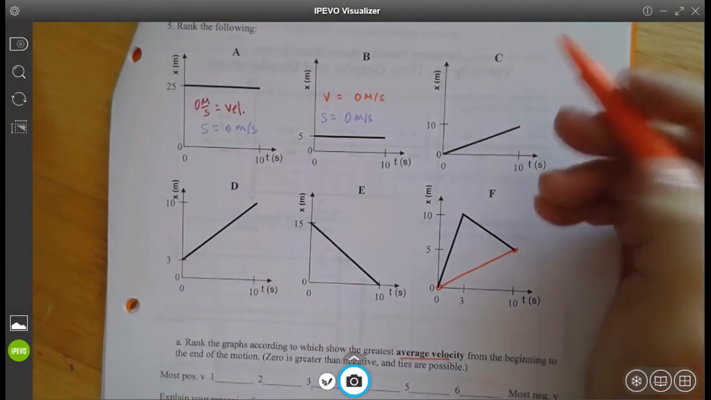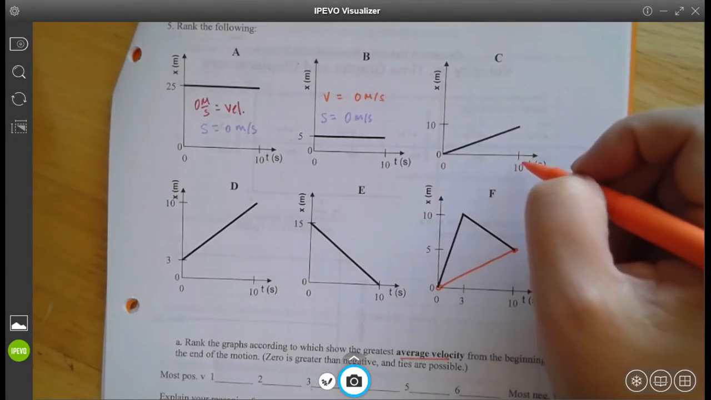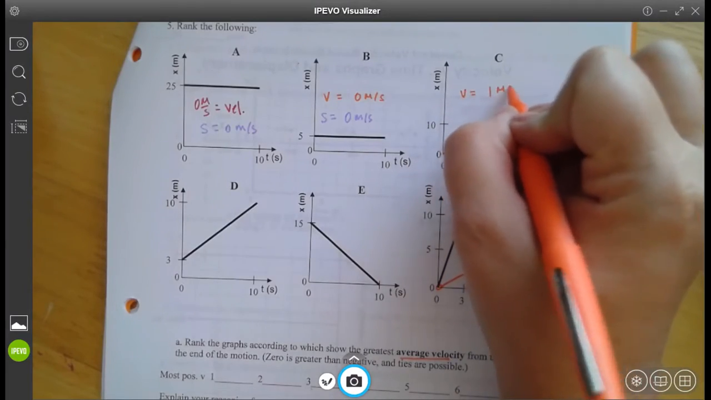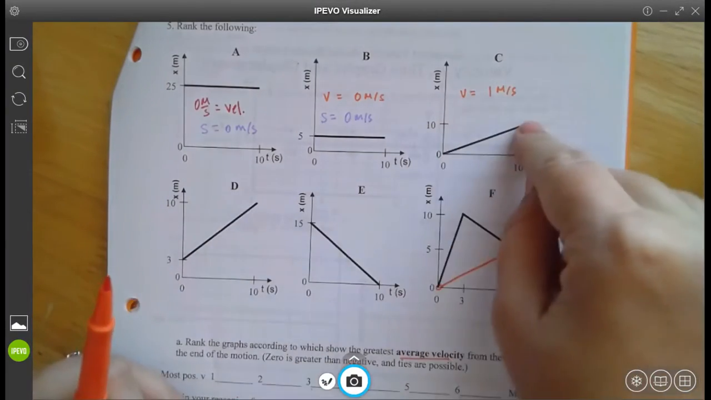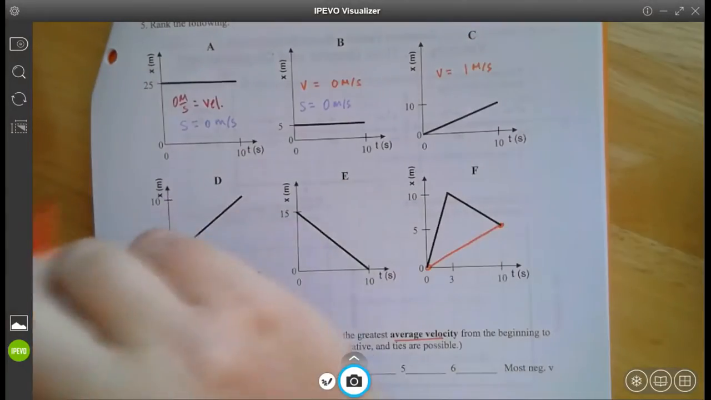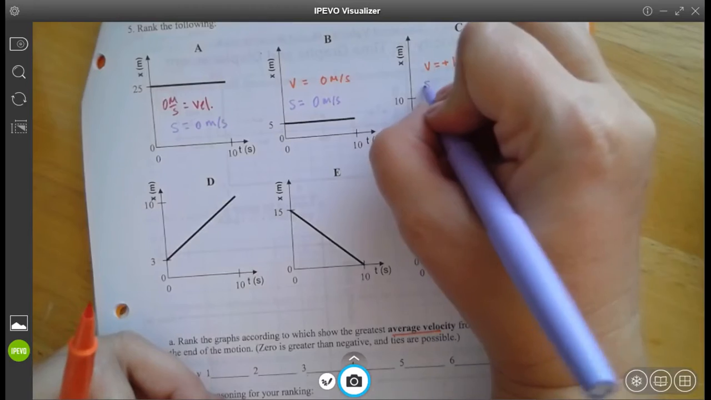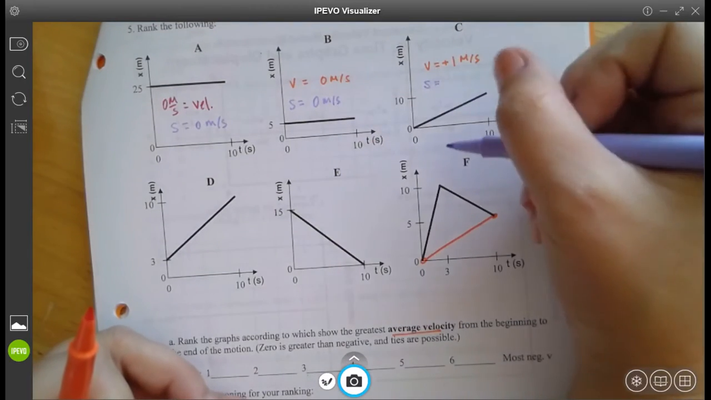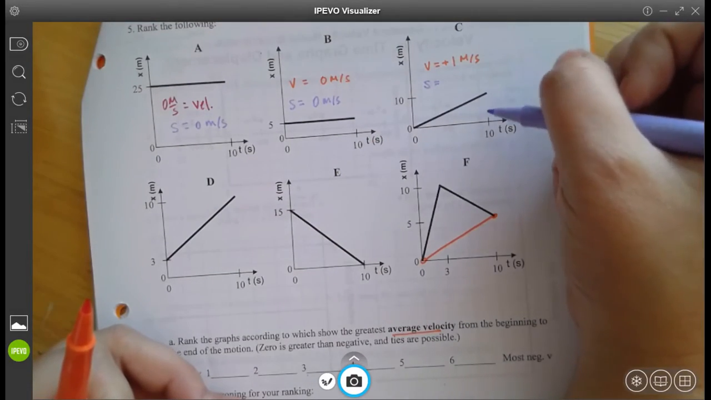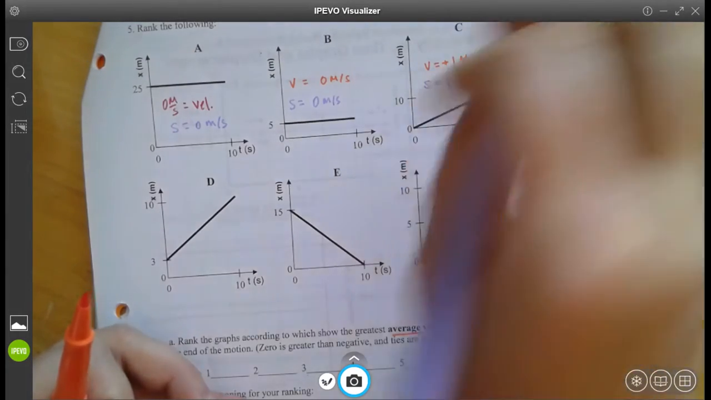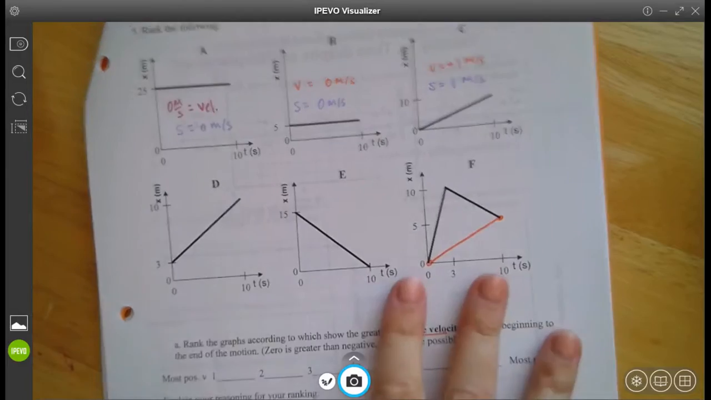All right, C. C travels 10 meters in 10 seconds. So our velocity for C is going to be 1 meter per second. And it's in the positive direction. So it's going to be positive 1 meter per second. For speed, it's going to be the same. The distance traveled is still 10 meters in 10 seconds. So this is going to be 1 meter per second. It's positive. Speed's always positive.